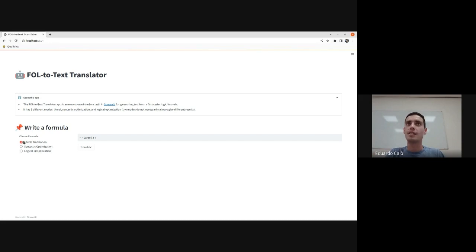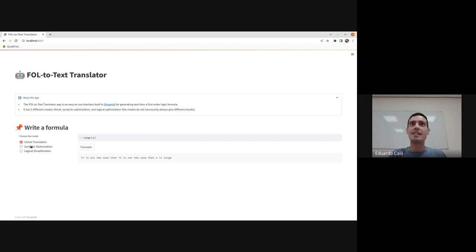If you select this one, it's a literal translation of the formula, and what you get is: it is not the case that, because negation is translated as it is not the case, that it is not the case that A is large, which is very disfluent, and people would say, oh my God, this is a disaster, please do something.